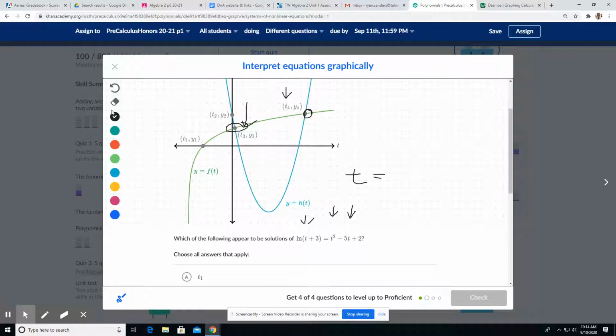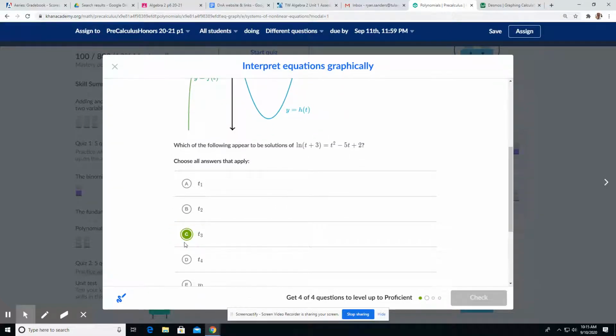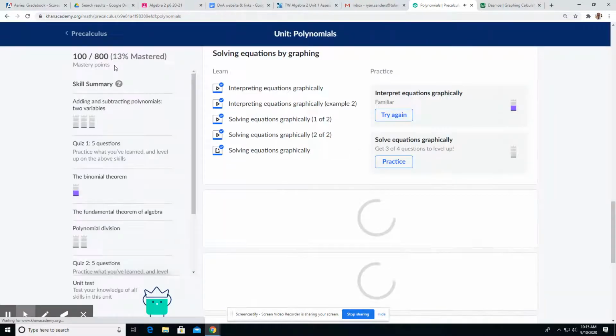So choose all that apply. Okay, so we want t4 and t3. t3 and t4. We'll check our work. Got it. Let's go ahead and try the next one.